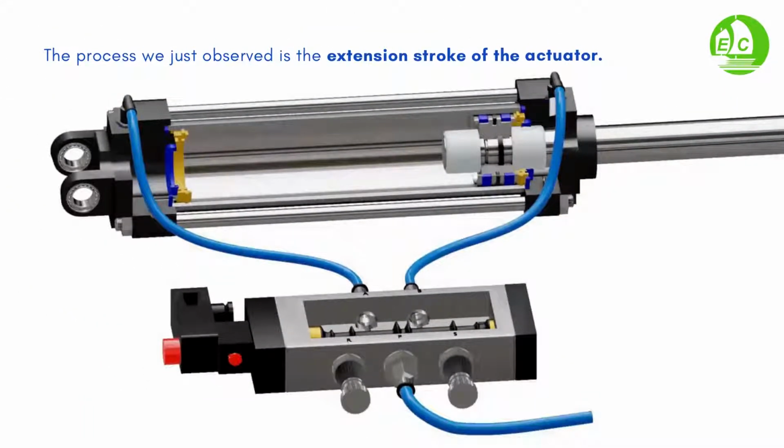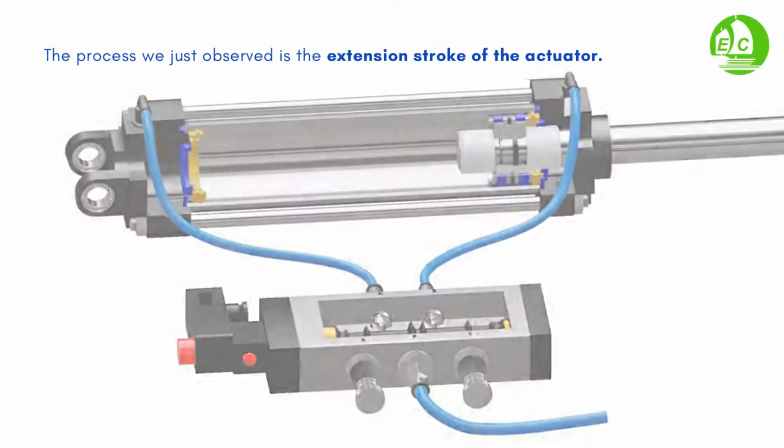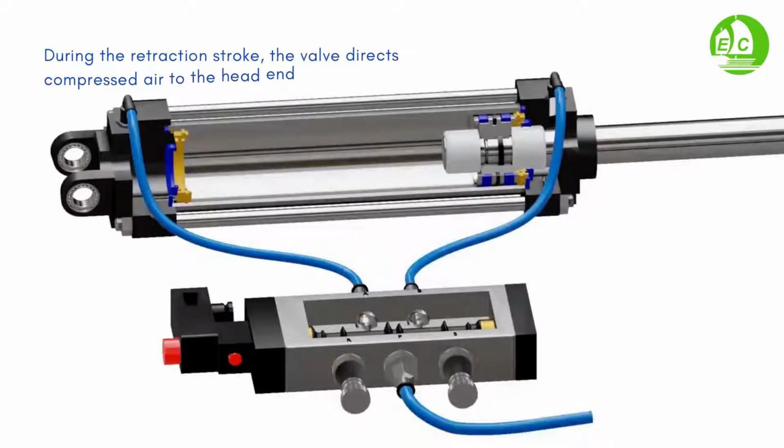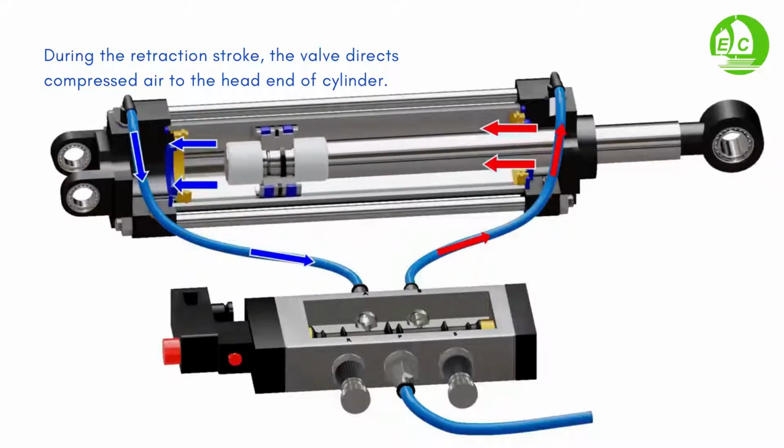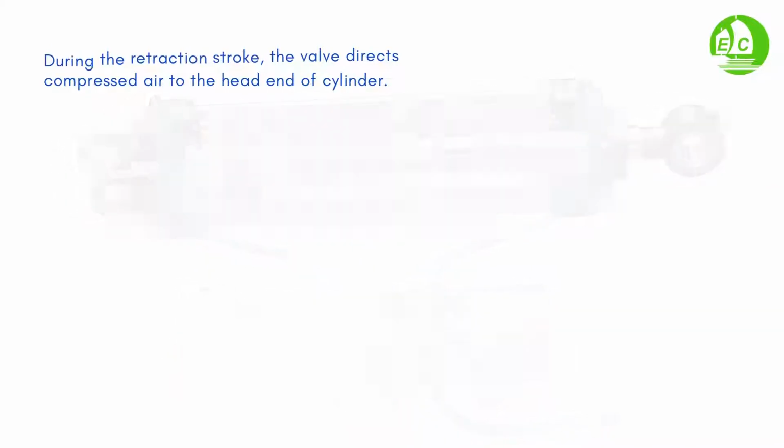The process we just observed is the extension stroke of the actuator. During the retraction stroke, the valve directs compressed air to the head end of the cylinder. This causes the piston to return, and air in the other chamber escapes from the exhaust port R.